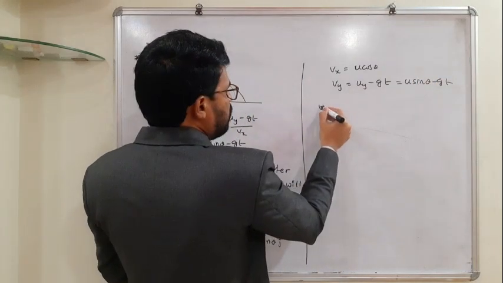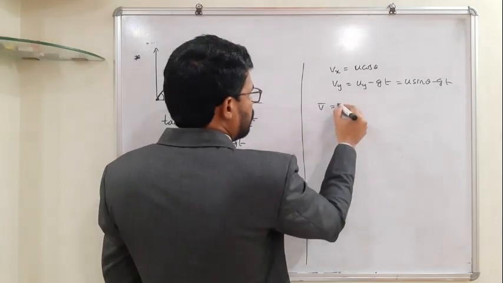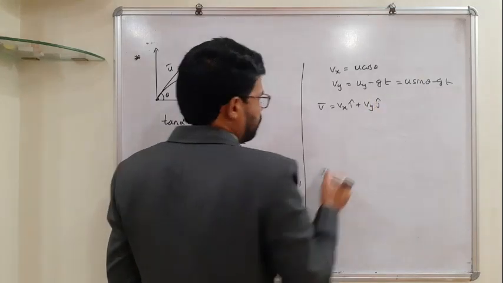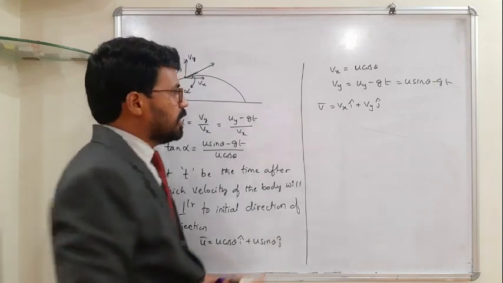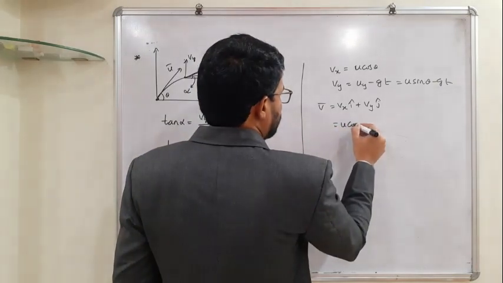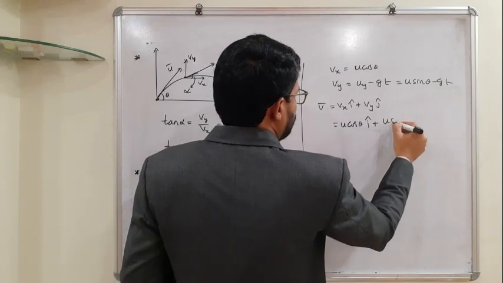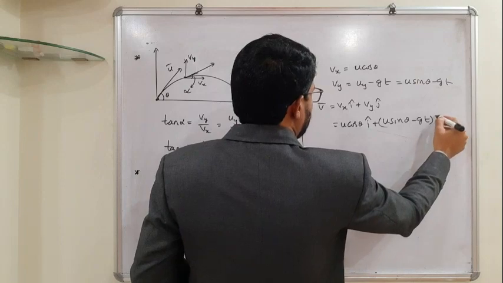So now what will be the vector form of the velocity? V bar is equal to Vx i cap plus Vy j cap. See, whatever velocity expression I am writing, that is the velocity of the body after a time t. So this Vx is u cos theta into i cap plus Vy is what? U sin theta minus Gt into j cap.